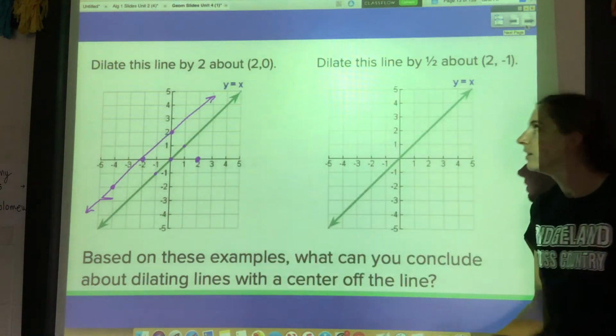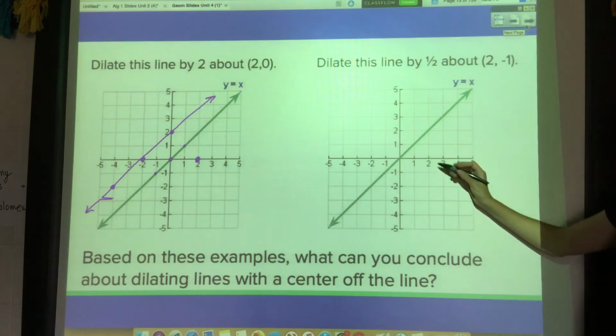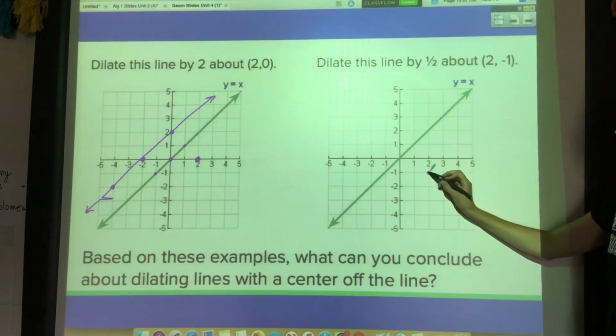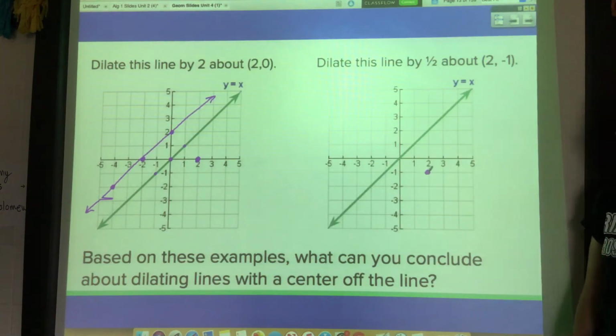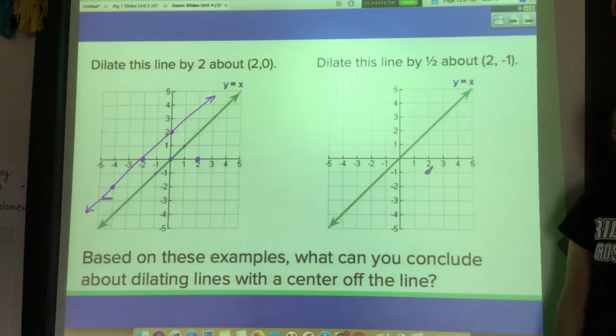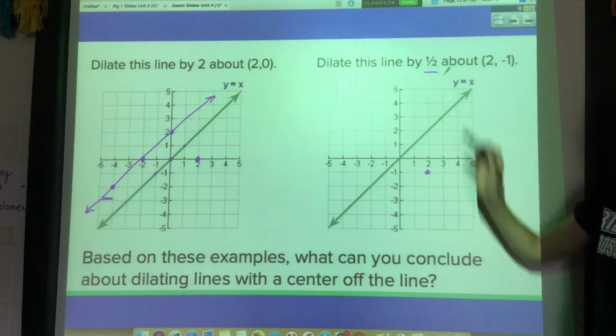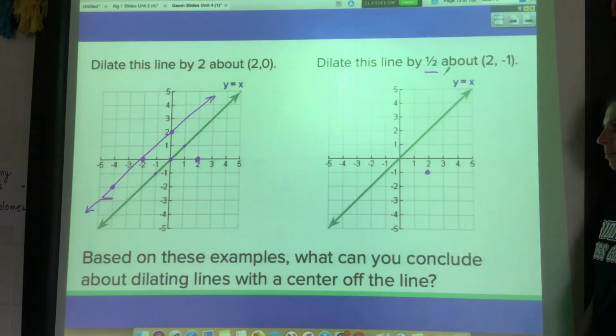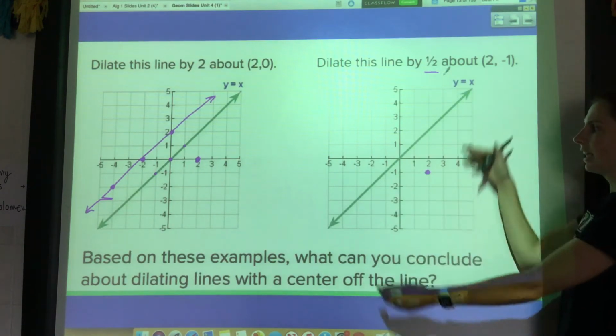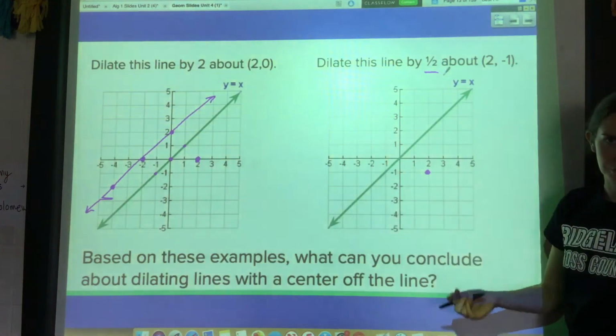Let's try another one. In this case, the center of dilation is at (2, -1), which again is not on the line. In this case, the scale factor is 1/2. So think about what might happen if I scale this line. Again, if it's 1/2 as long, it's still infinite.